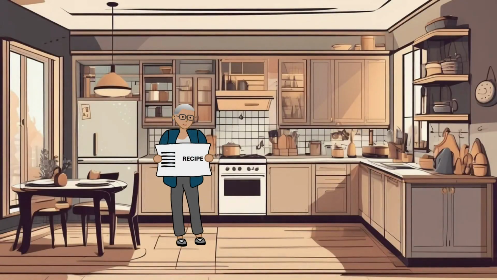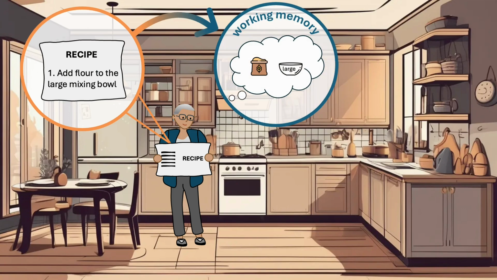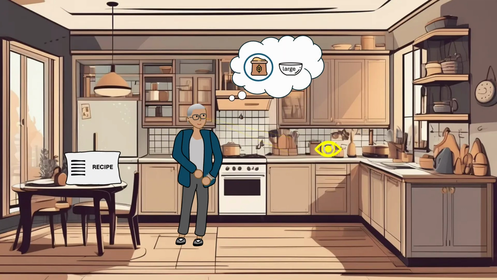In many everyday situations, we spontaneously use our memories to guide our actions. Take cooking, for example. You use your eyes to sample the recipe. Then, you encode the instruction of adding flour to a mixing bowl into what we call working memory. You then use that information in mind to search for the flour.